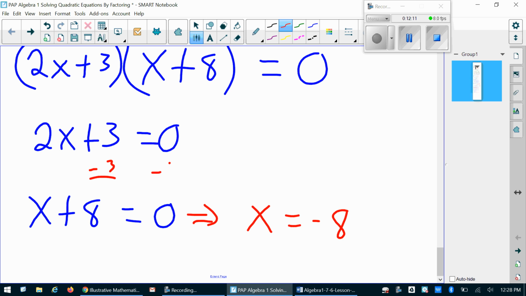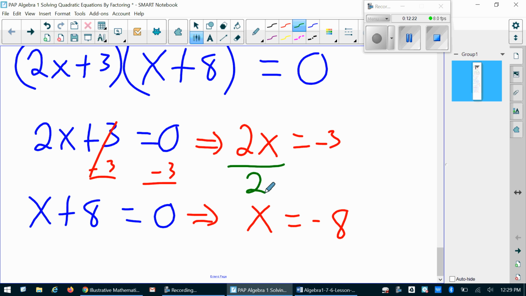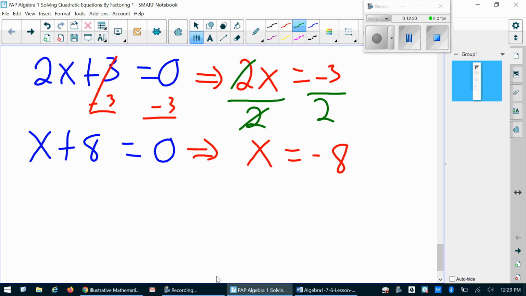So I would subtract 3 from both sides. That gives me 2x equals negative 3. And then to get rid of this 2 here, I'm going to divide by 2 on both sides. And so x equals negative 3 over 2. So my solutions: x equals negative 3 over 2, or you can write negative 1.5, and negative 8.